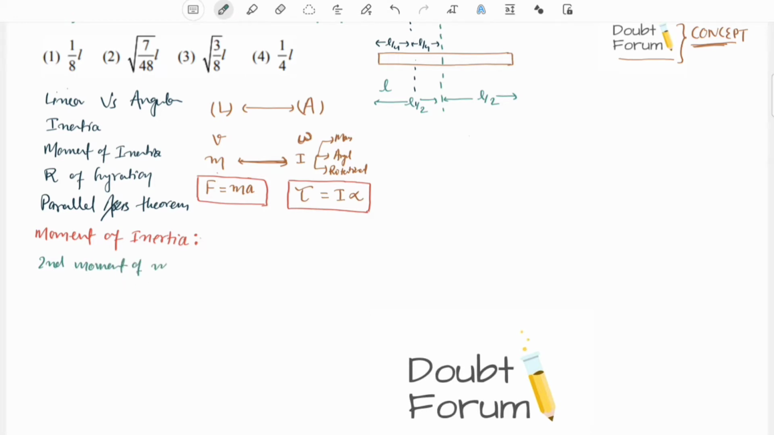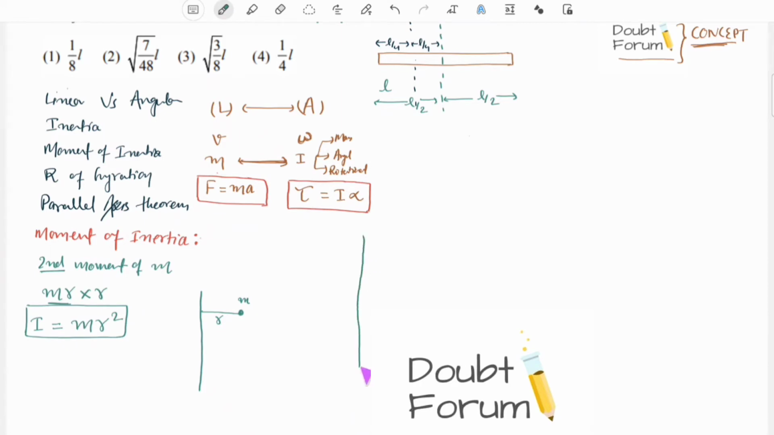What is the second moment of mass? Suppose this is an axis. There is a mass, a very small particle of mass m. It is located at a distance of r from the axis. Its first moment would be mass times distance. But we have to take the second moment, which means we have to again multiply it with the perpendicular distance. So m r square. So for a very small particle of mass m, the moment of inertia would be m r square. Now, suppose there is a body.